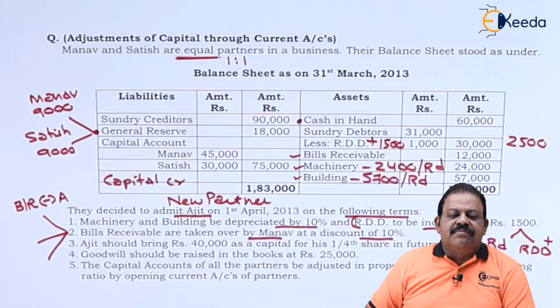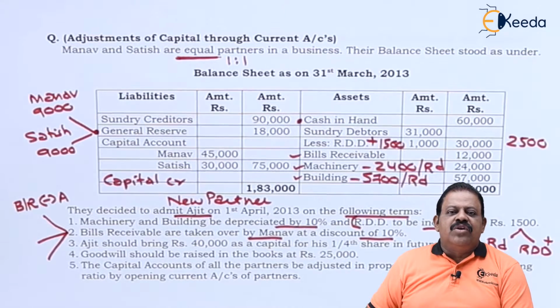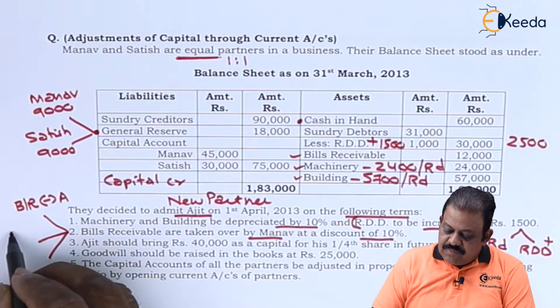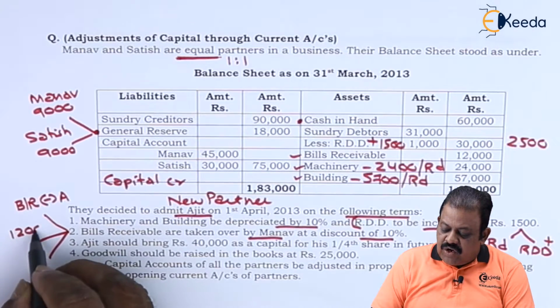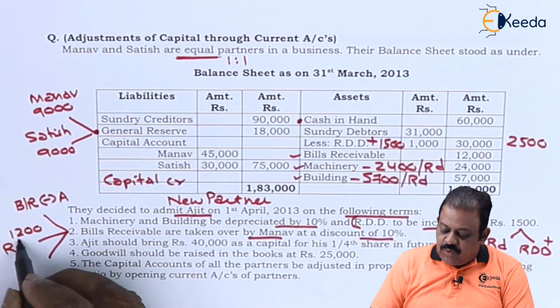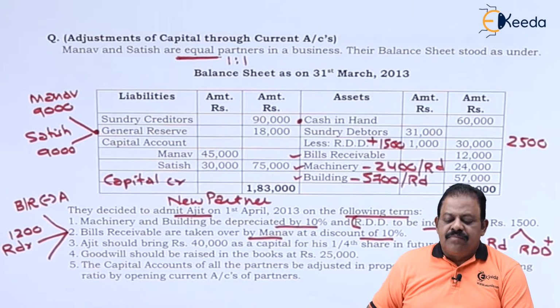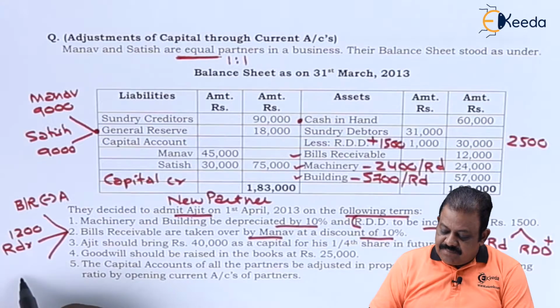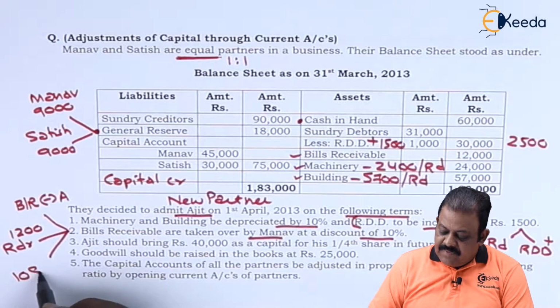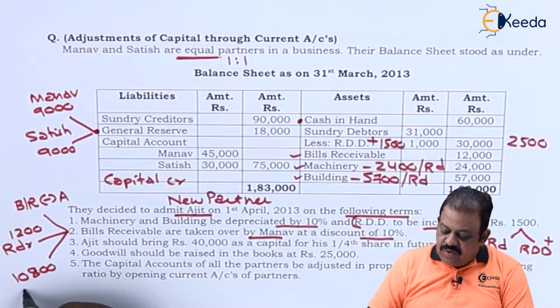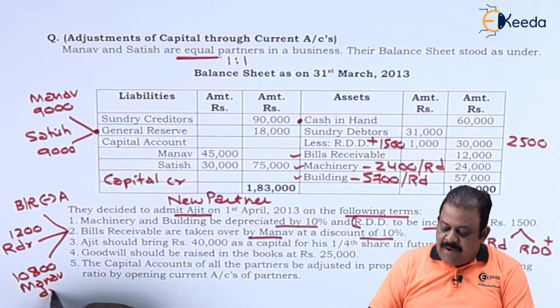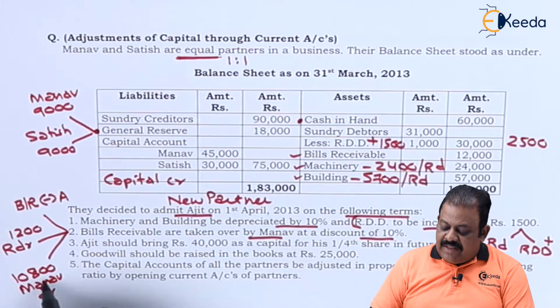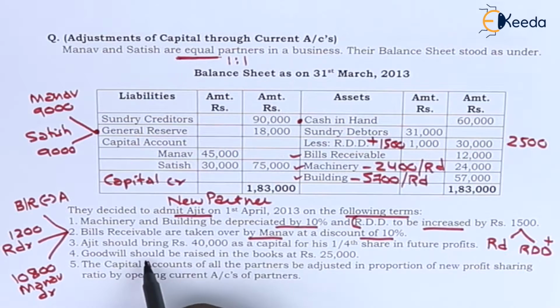10% of 12,000 comes to 1,200. So 1,200 is a loss that will be debited to revaluation account. 12,000 minus 1,200, 10,800 will be the value at which Manav has taken the bills. So Manav's account will be debited for 10,800.